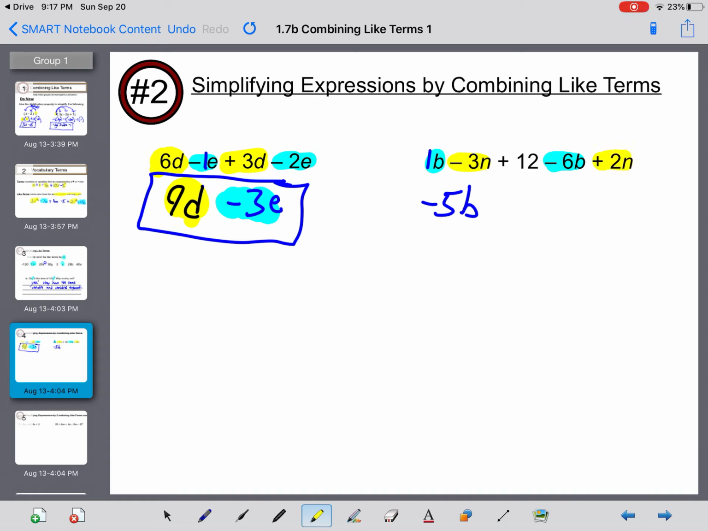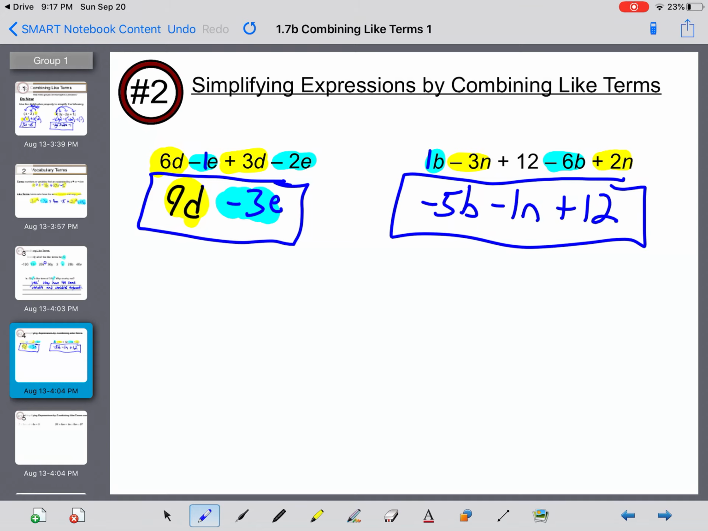I see a negative 3n plus 2n. Well, negative 3 plus 2 makes negative 1n. Plus 12 is all by itself. There's no other constant. Plus 12.